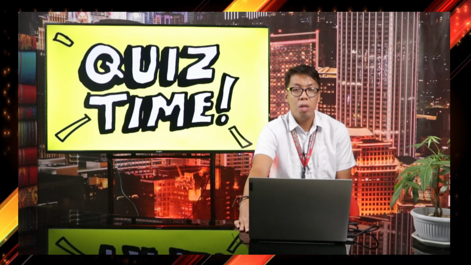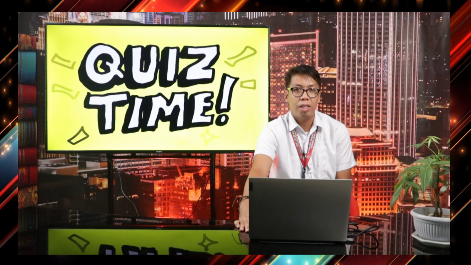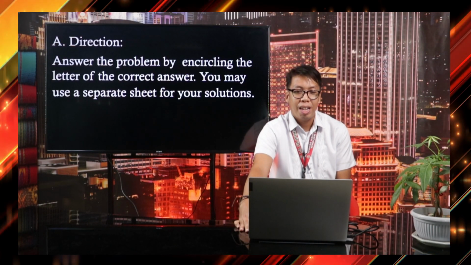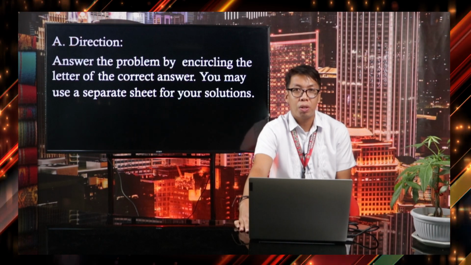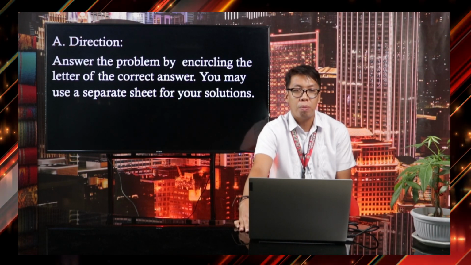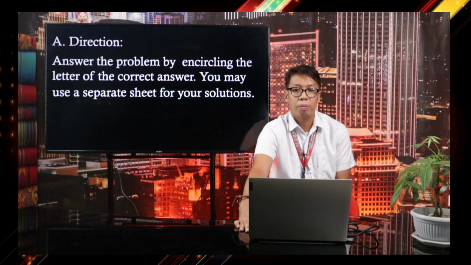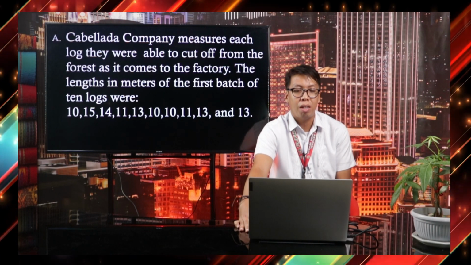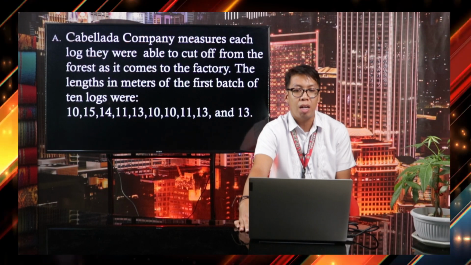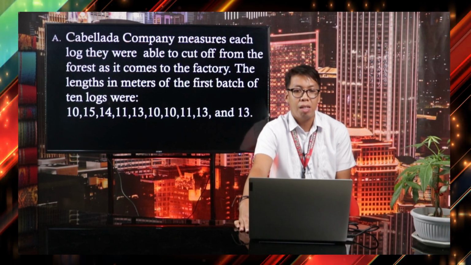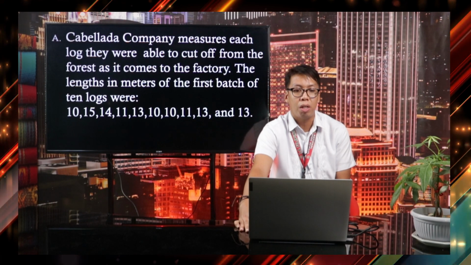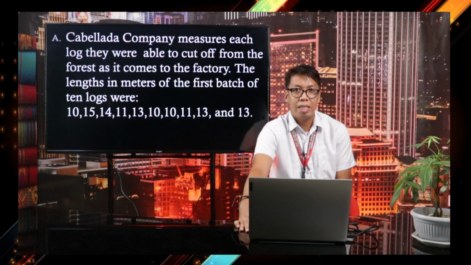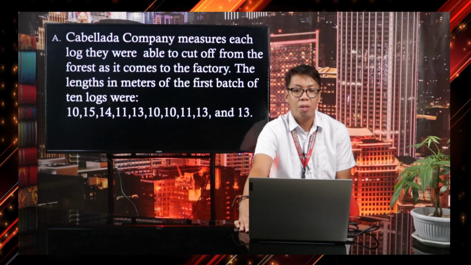And now, let's have a quiz time. Prepare your ball pen and paper. Direction: answer the problem by encircling the letter of the correct answer. You may use a separate sheet for your solution. For letter A, a company measures each log they were able to cut from the forest. The lengths in meters of the first batch of 10 logs were 10, 15, 14, 11, 13, 10, 10, 11, 13, and 13.